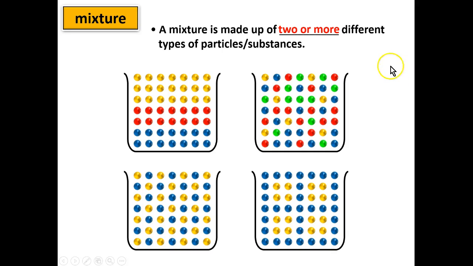You can see they don't have the uniform distribution in all of them. Some of them do. This one kind of. This one for sure: yellow, blue, yellow, blue. This one doesn't. So there are some different types of mixtures that we're going to talk about, and it's going to be based on how the atoms are distributed within that mixture.